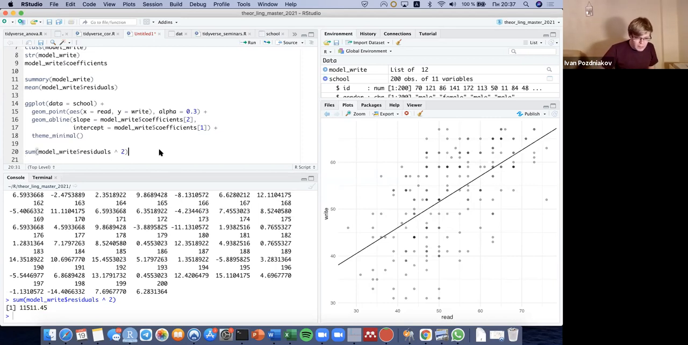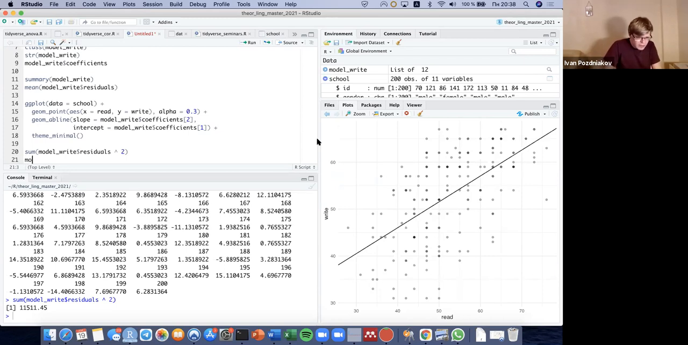Okay, but now to understand how good our model is, we need to understand what we actually explain. There are many ways to calculate it, but I think the easiest way is to first calculate what we could explain. What we could explain is actually the sum of squares for y.